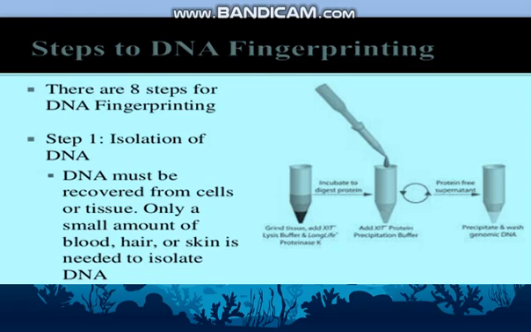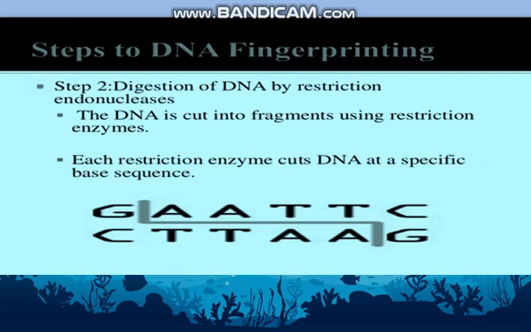Now comes the second step: the digestion of DNA by restriction endonucleases. The DNA is cut into fragments using restriction enzymes, and each restriction enzyme cuts DNA at a specific base sequence. So after isolation of the DNA, the next step is digestion of DNA, which means cutting the DNA into fragments. It is done by restriction enzymes. These restriction enzymes are also known as biological scissors; they cut the DNA into fragments, and each restriction enzyme cuts the DNA at a specific base sequence.